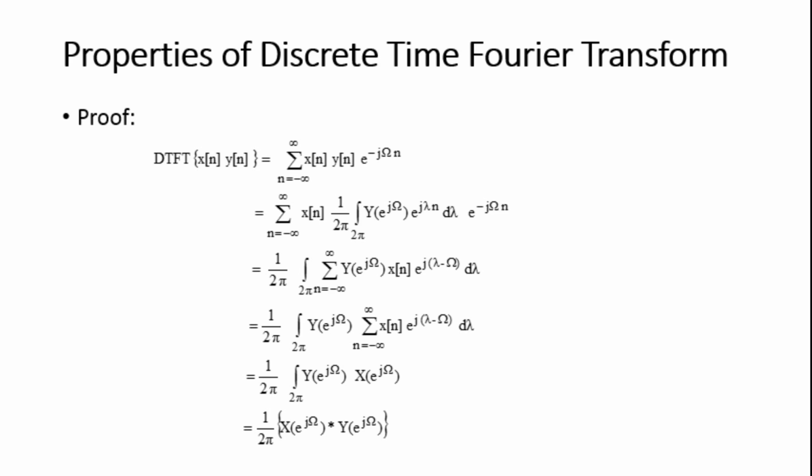Which is equal to 1 divided by 2 pi integration over 2 pi Y of e power j lambda summation n equal to minus infinity to infinity x of n into e power minus j into ohm minus lambda n d lambda, which is equal to 1 divided by 2 pi integration over 2 pi Y of e power j lambda into X of e power j into ohm minus lambda d lambda, which is equal to 1 divided by 2 pi X of e power j ohm star Y of e power j ohm.